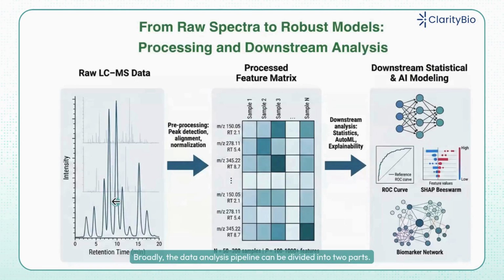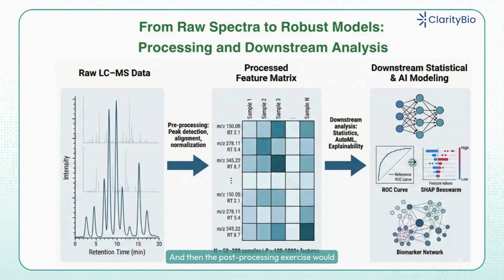Broadly, the data analysis pipeline can be divided into two parts. One is pre-processing, where the spectral data or the raw data is processed into a table, and this table typically would have m/z RT features. So the rows are m/z RT features, and the intensities of those features in different samples. So that's the typical outcome of a pre-processing exercise.